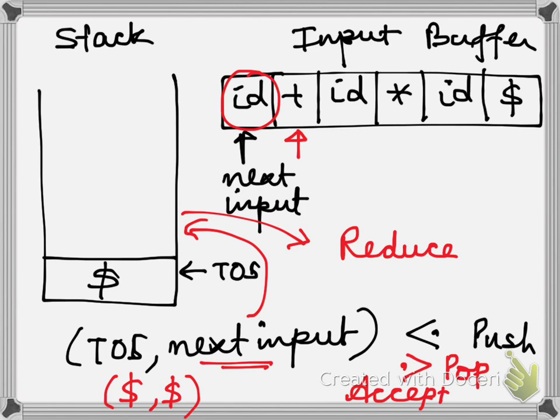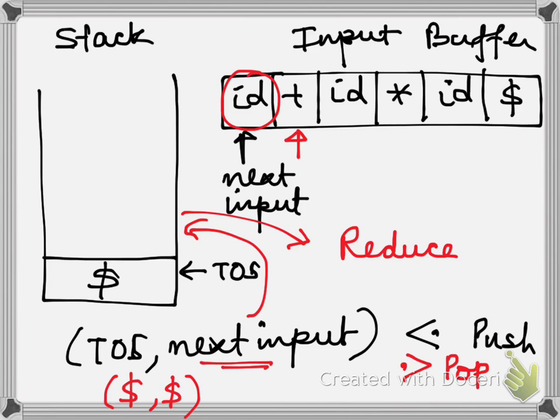So initialize the stack to $, place the input string in the input buffer, look at the pair TOS and next input. If it is less than, then push the input element to the stack. If it is greater than, then you pop the element at the top of the stack and, in both cases, move the pointer to the next one. So let us see. Let us work this out with our input.